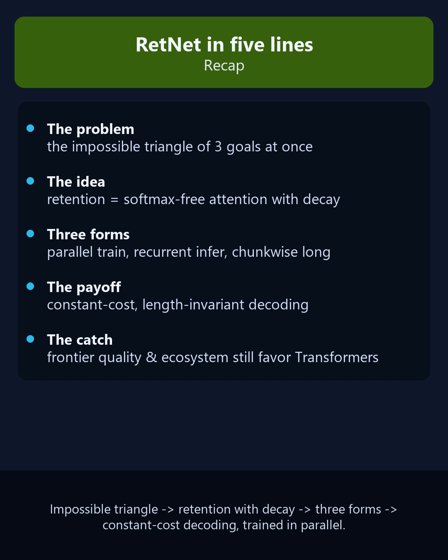Let's recap. Transformers hit an impossible triangle. You can't easily get parallel training, cheap inference, and top quality at once. RetNet replaces attention with retention, a softmax-free mechanism with a decay that runs three ways: parallel to train, recurrent to infer, and chunkwise for long context. The payoff is constant cost, length invariant decoding with far less memory, while training in parallel like a transformer.